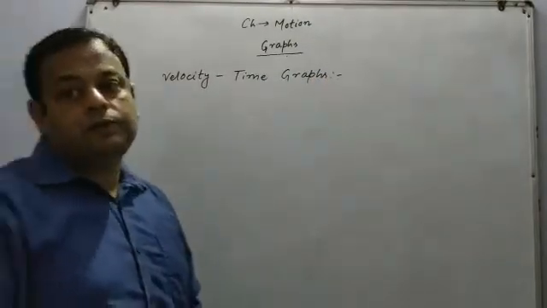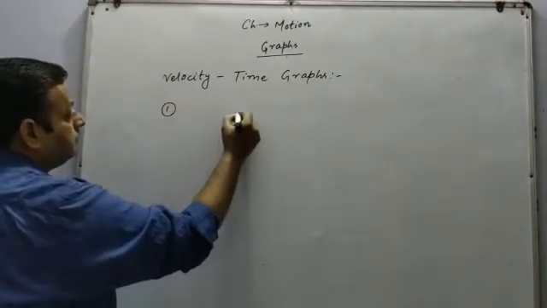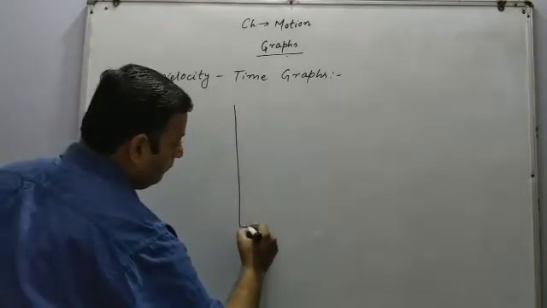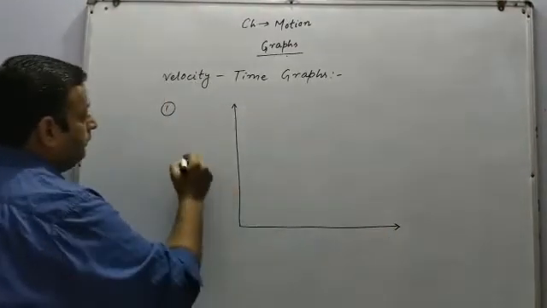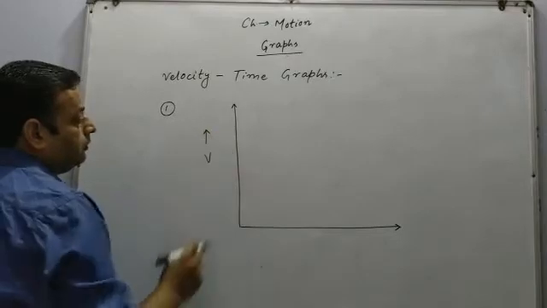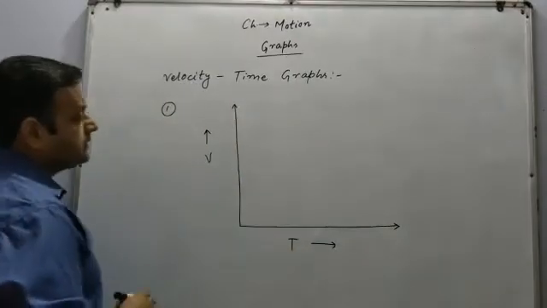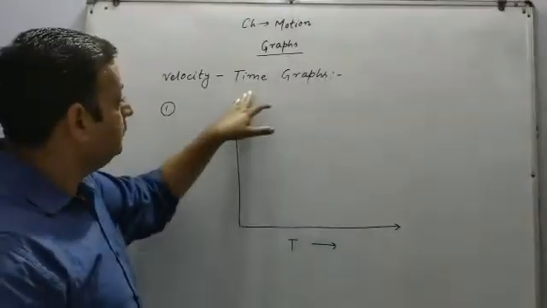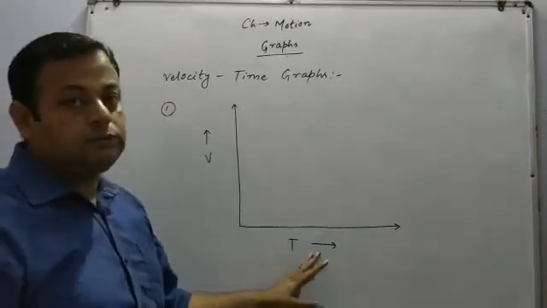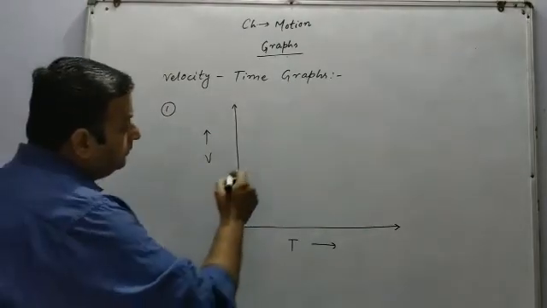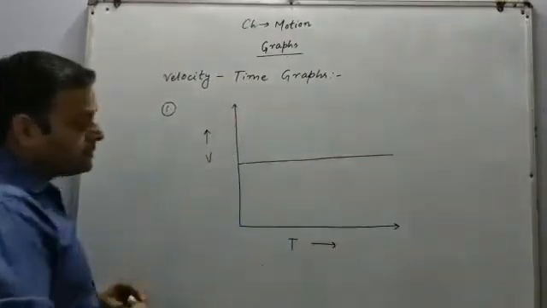Now there are different types of velocity time graphs. For example, number one, if we take velocity on the y-axis and time on the x-axis. Now this is the x-axis and this is the y-axis. On the y-axis we have taken velocity and on the x-axis we have taken time. Now this is the graph line.